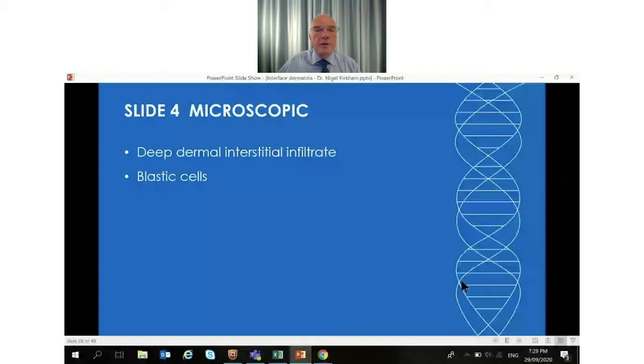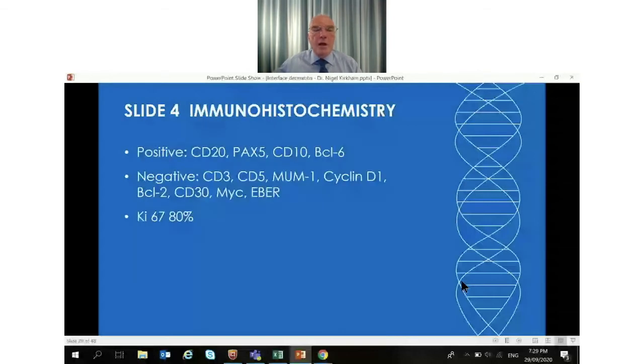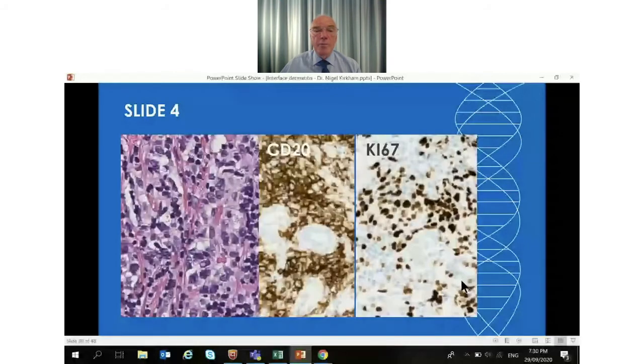So we had a deep infiltrate with blastic cells. Immuno showed that the cells were CD20 positive as well as PAX5, CD10 and BCL6, and negative for a list of various other things, including CD3 and CD30. And a Ki67 showed a proliferation fraction of about 80%. EBER was negative, MYC was negative, BCL2 was negative, cyclin D1 and MUM1 negative. So here we see the CD20 and the Ki67.